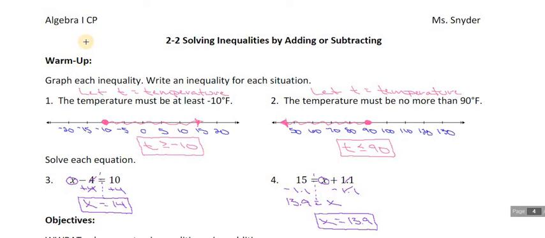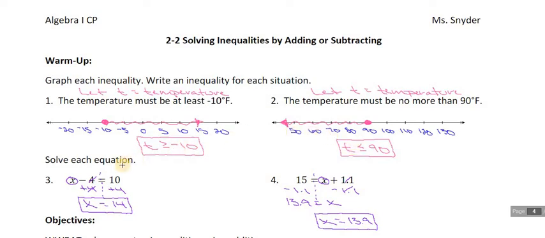So number 1 says the temperature must be at least negative 10 degrees Fahrenheit. So that would mean negative 10 degrees or more. So closed circle on negative 10 shaded to the right. So T is greater than or equal to negative 10. Number 2 says the temperature must be no more than 90 degrees Fahrenheit. So T is our temperature again, but it needs to be 90 or less. So closed circle on 90 shaded to the left. So T is less than or equal to 90.